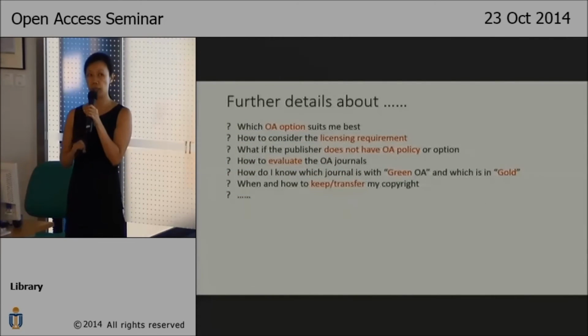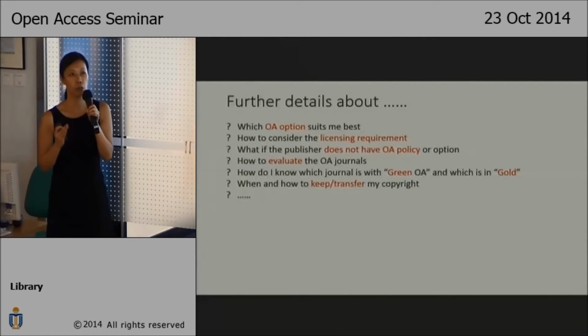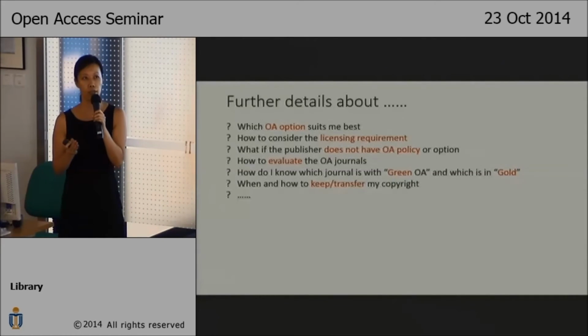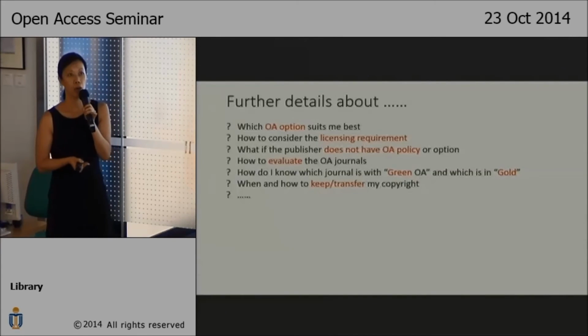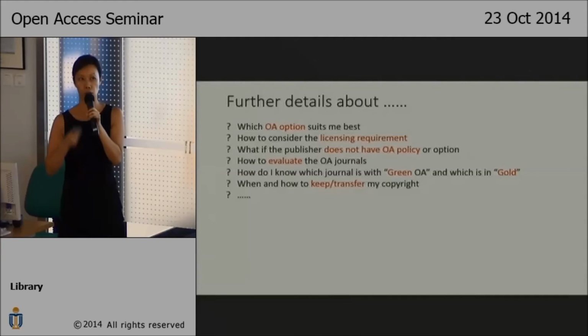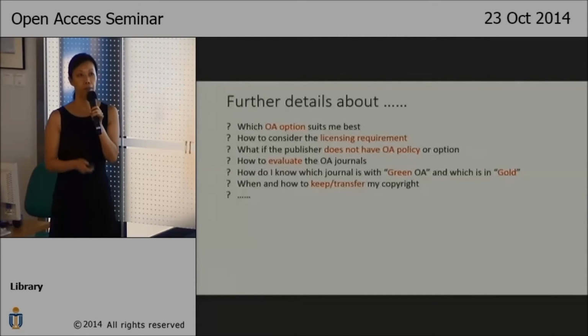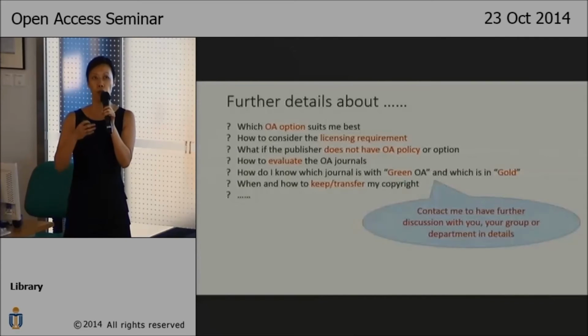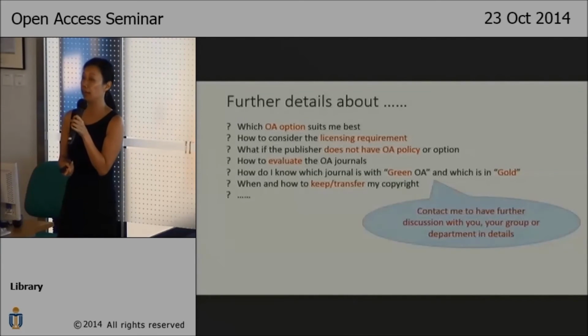You may have a lot of questions: which OA option suits me, how to consider the licensing requirements, what if the publisher does not have an OA option, or how to evaluate the OA journals that Professor Wong has mentioned, and how do I know if the journal is green or gold, or whether the fee is reasonable or not, or should I keep the copyright or transfer it to the journal, etc. So at this moment, I will not go through details. Please contact me, and then we can have further discussion with you, your whole group or your department. Okay?